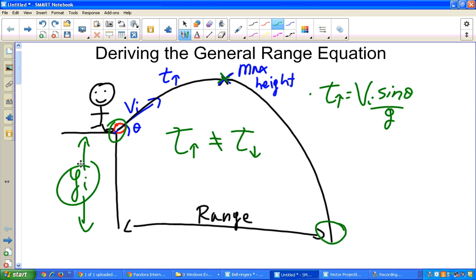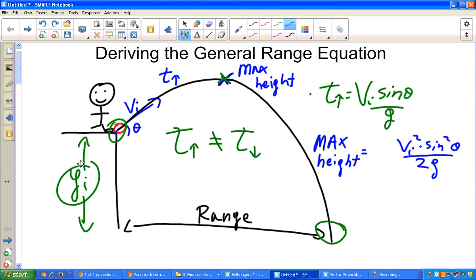In addition, we can actually quickly solve for the maximum height that a projectile will obtain. Since the time it takes to go up is the same as previously, our maximum height is also going to be the same. It's going to be VI squared sine squared theta all over 2g. But this time, because we're starting at some initial height, we're just going to have to tack on the y initial term, add it to it. And that's an expression for the maximum height.